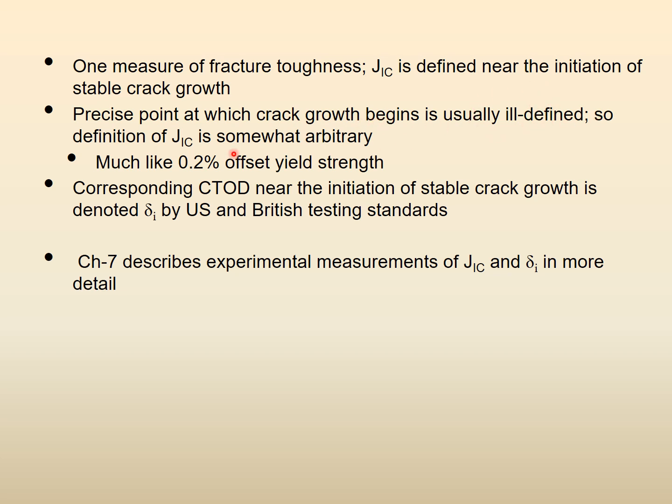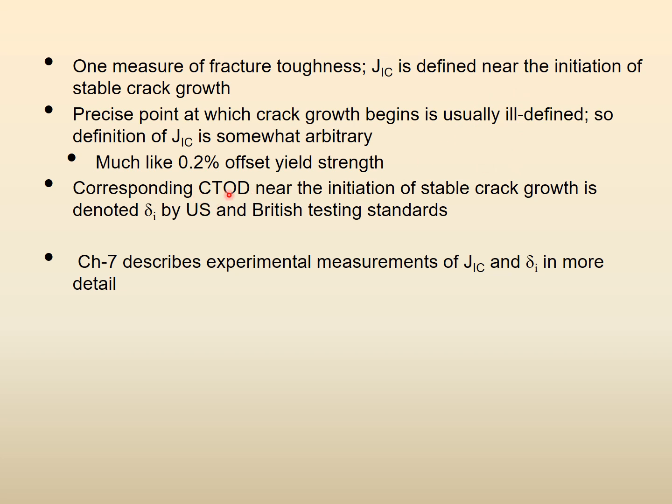So sometimes it is not precise; it is ill-defined. Therefore, the definition of J1C is somewhat arbitrary, and it is very much like the 0.2% offset yield strength. Remember, in the stress-strain curve, if the yield point is not 100% clear, then on the strain axis we say 0.2% strain, draw a straight line, and see where it goes. Similarly, if J1C is not very clear, we will do something like that.